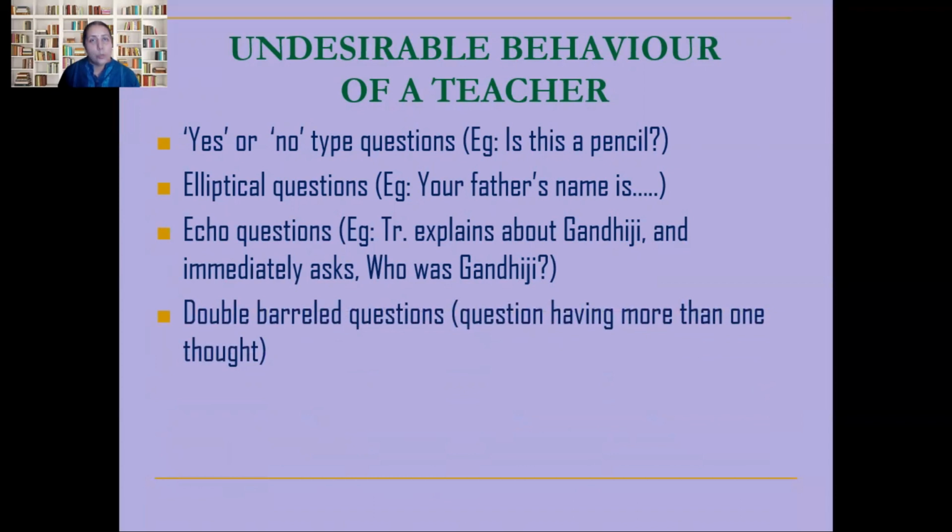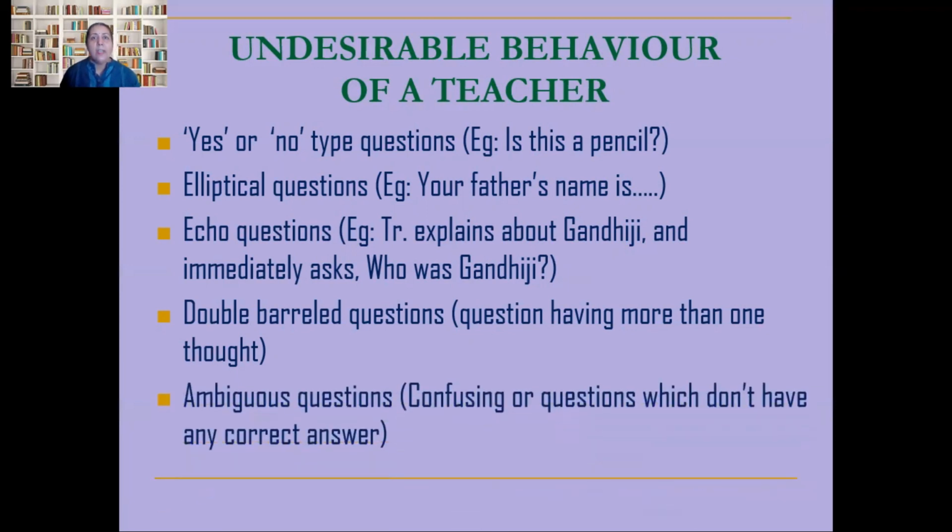Also, double-barreled questions should not be there. Double-barreled means one single question, but two different thought processes, two different ideas, and you are asking those two different ideas in the same question. So it confuses the student about what they have to say. If you ask, what are the principles and demerits of the seminar method? Then the students get confused whether they have to say principles and demerits together and how. So such double-barreled questions should not be asked.